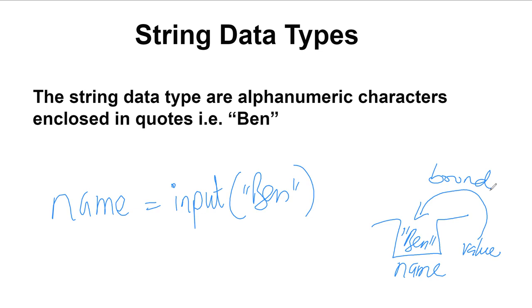Now we use the term bound to say that the value Ben is bound to the variable name, or is attached or is associated with a variable name. Again, the enclosure in quotes tells Python that this is a string. The function input, we'll talk about functions in a later session, automatically assumes that the value being taken and associated with a variable is a string by default.